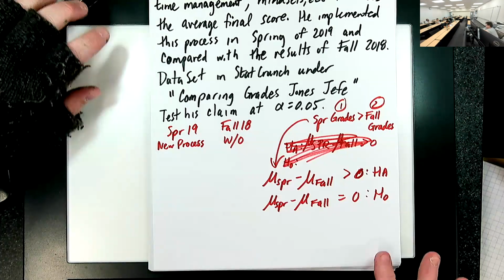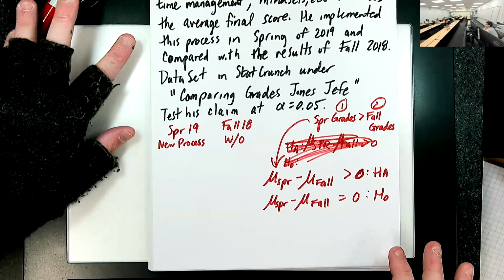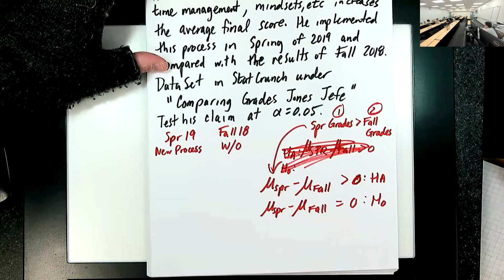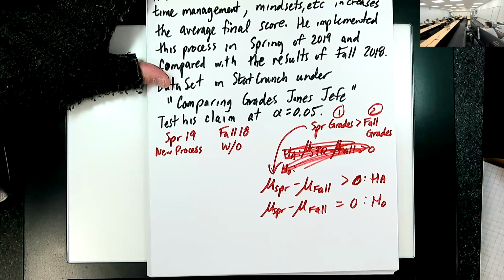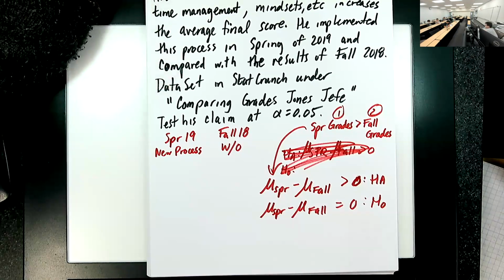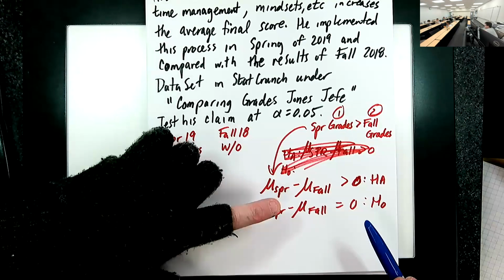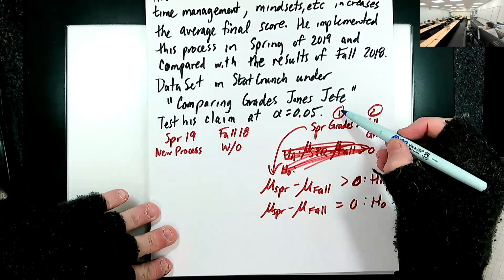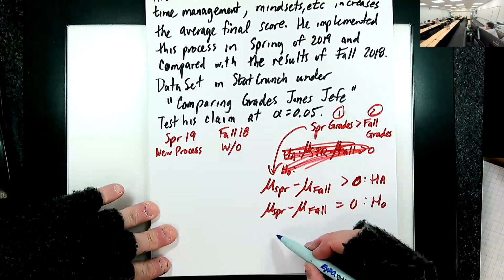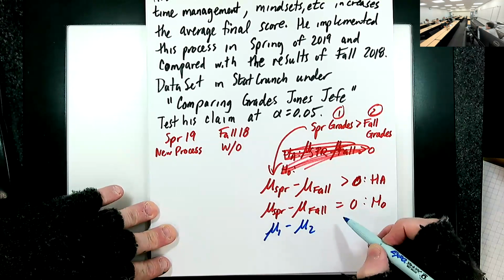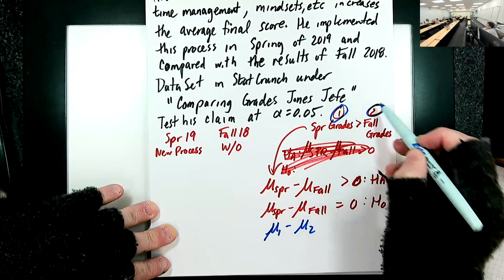A lot of times I think writing HA helps guide me in my process and going, what does H naught got to be? And by that time, I've already written down, it doesn't really matter what order you have it on the paper, as long as you label it. I put spring and fall. Alternatively, since I've labeled them up here, I could use mu1 minus mu2 because I've labeled them 1 and 2 up here.